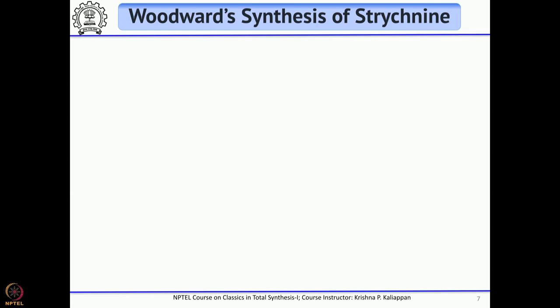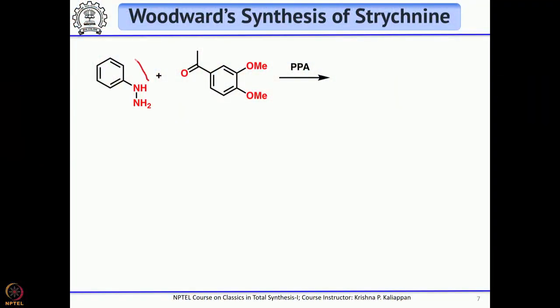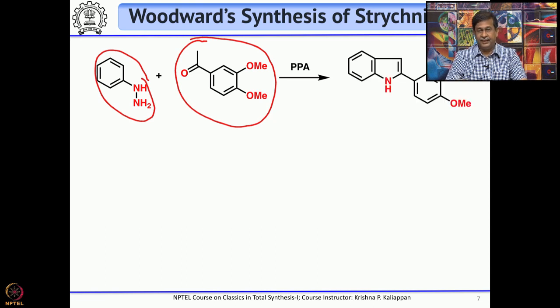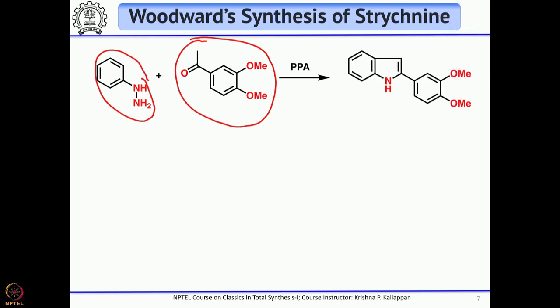Now, as I mentioned, let us discuss the total synthesis of strychnine by R.B. Woodward today. He started with the Fischer indole synthesis. First he took phenylhydrazine and treated it with this ketone. Upon treatment with polyphosphoric acid, this forms the indole. Now what he has to do is functionalize carbon number 3.